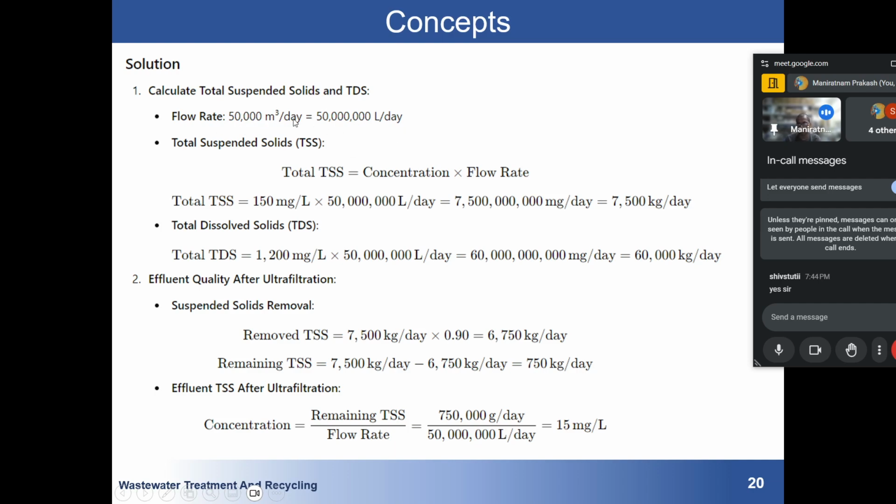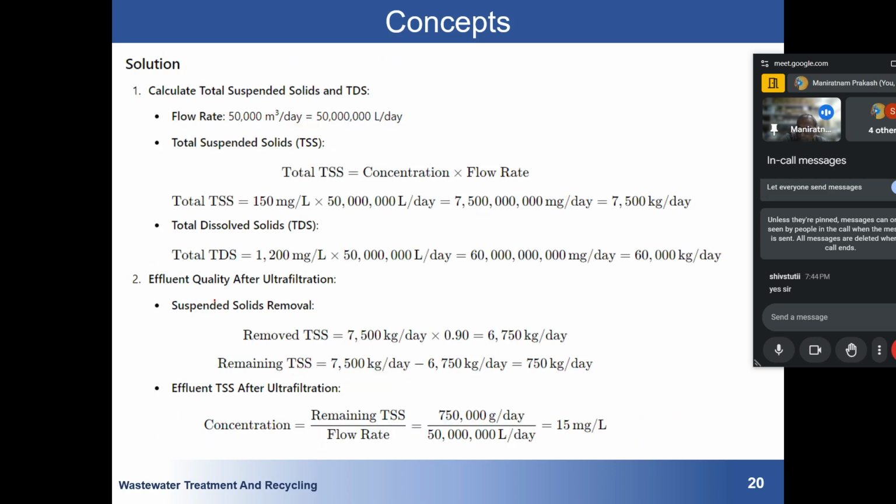This much water is coming, that is 50,000 meter cube per day, and in liters it will be this much. So total suspended solid will be concentration times flow rate, and we know that TSS, the total suspended solid, is 150 milligram per liter. So it will be 7500 kg per day. Similarly, TDS will be 60,000 kg per day.